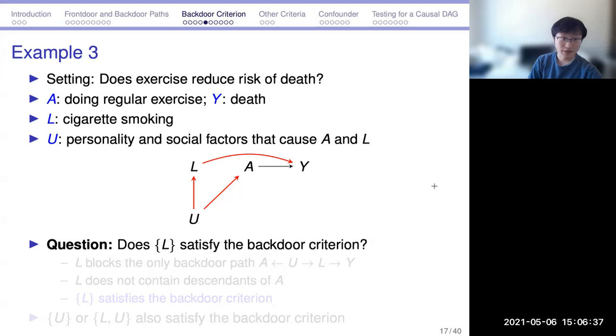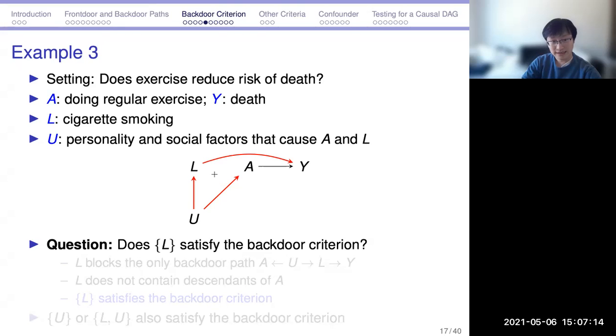Okay, example number 3. We have a slightly different causal DAG here. Does exercise reduce the risk of death? A is doing regular exercise, Y is death, and L is cigarette smoking. We're assuming that smoking and regular exercise don't have a causal relationship with each other, but there is some other factor that affects both, right? Personality and social factors affect both whether you smoke or not and how much exercise you do.